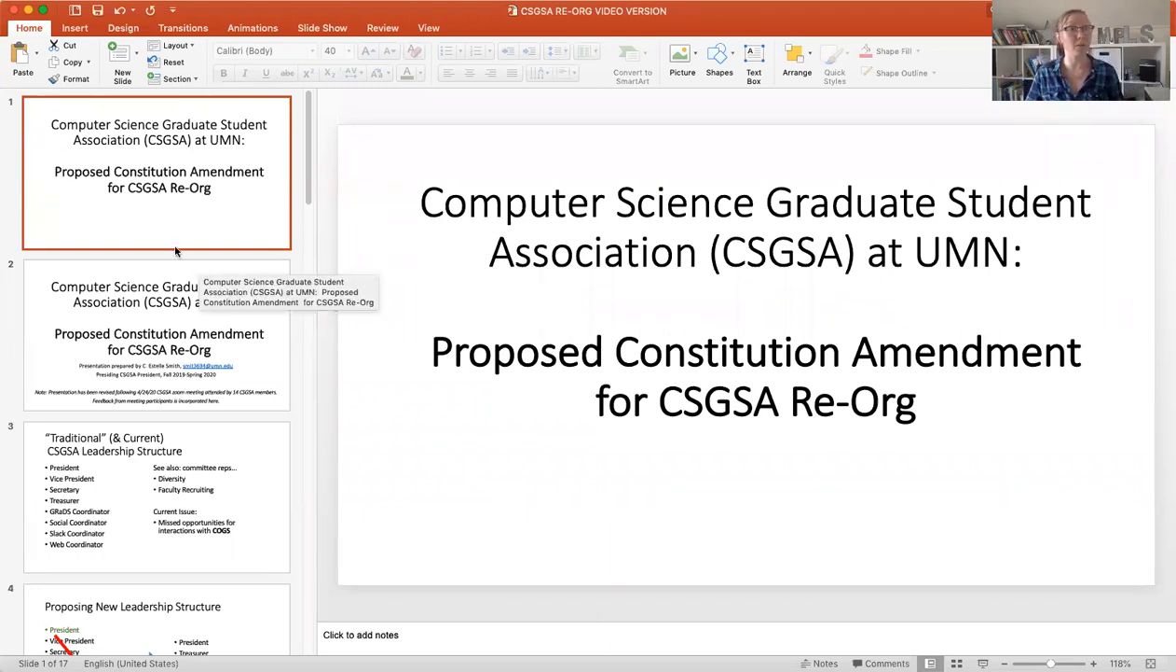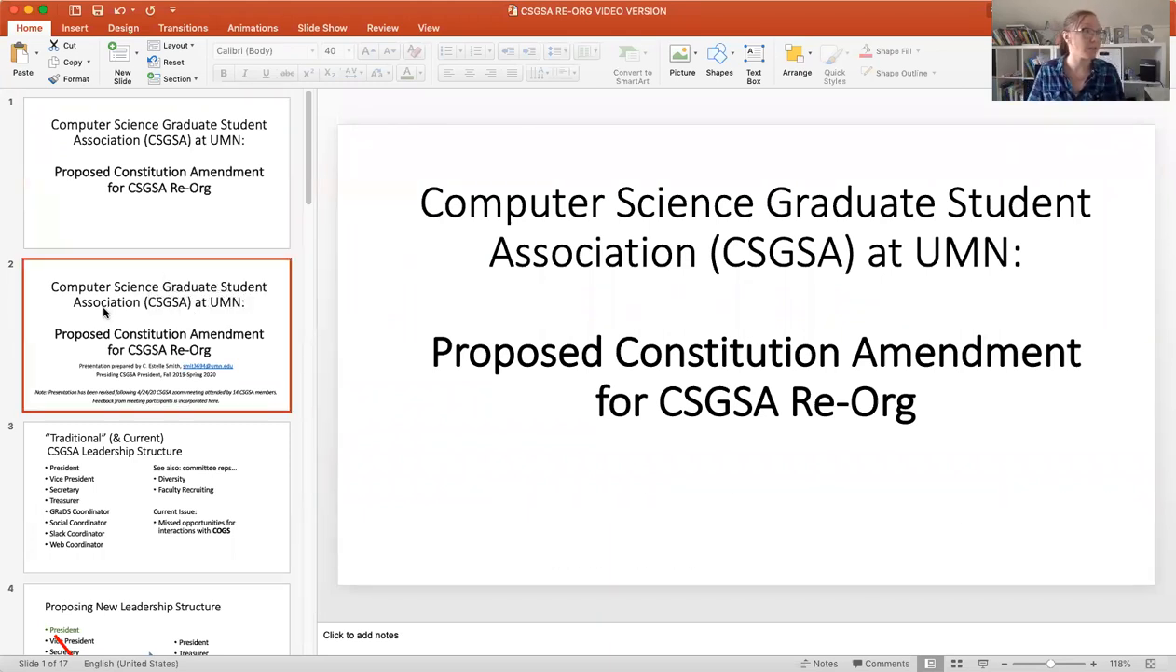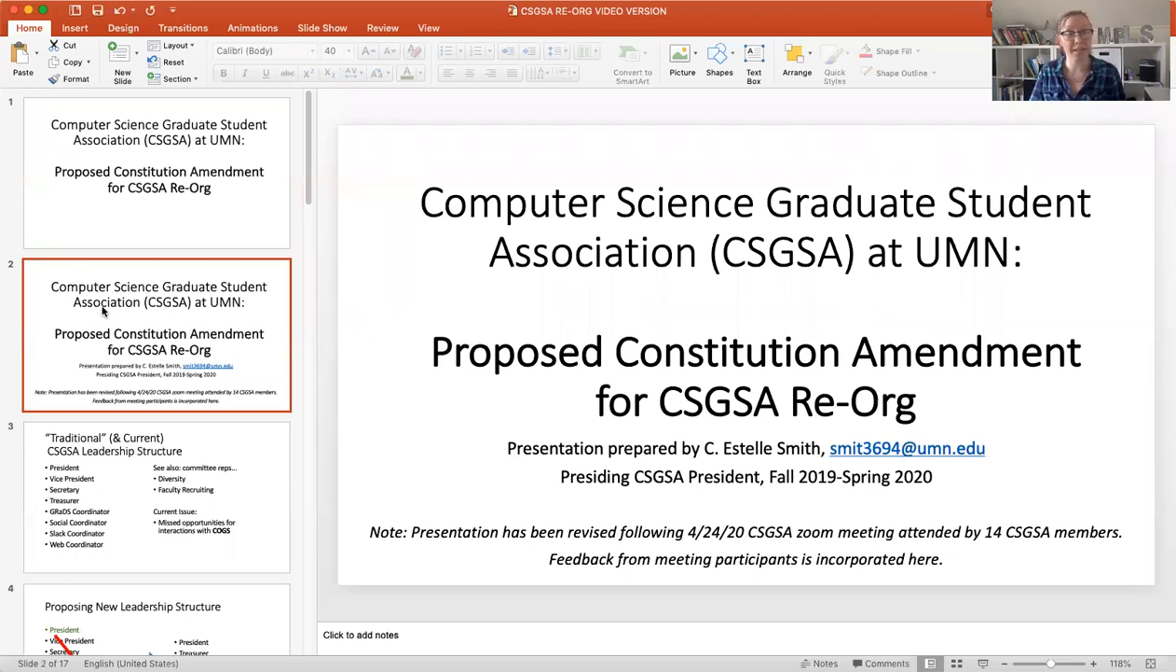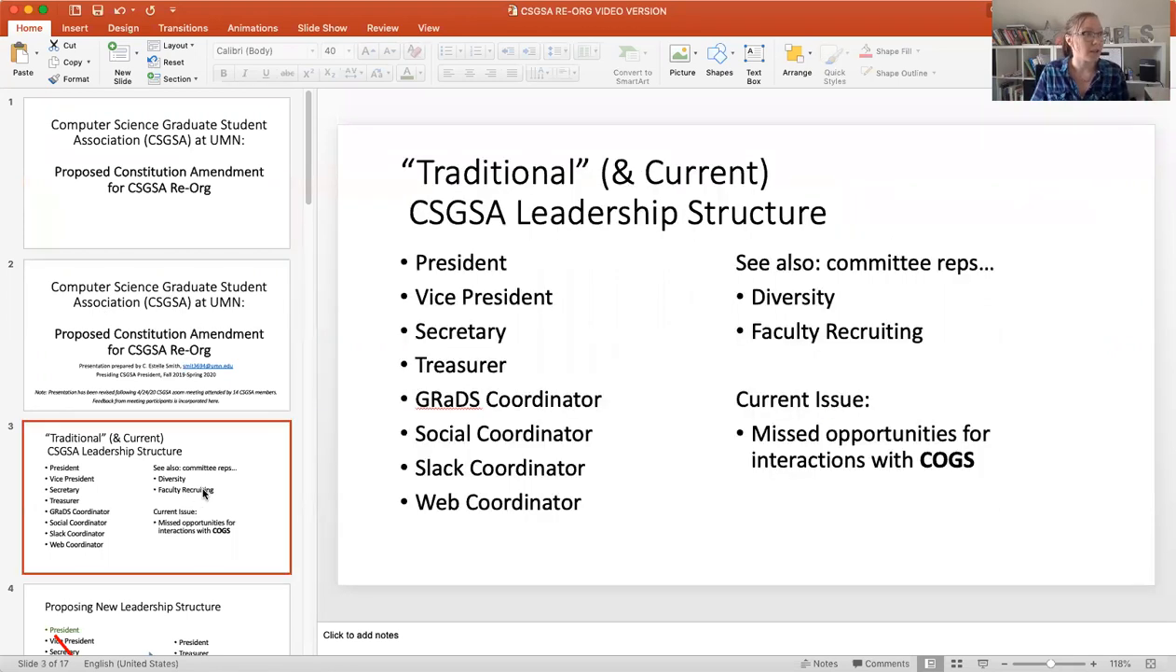So this is about a proposed amendment to the CSGSA Constitution. I prepared these slides and actually gave a preliminary version of this presentation to 14 CSGSA members about a week ago on April 24th to understand if this was a good idea or to get people's feedback and improve it before we presented it to the whole student body. So a little bit of context here first.